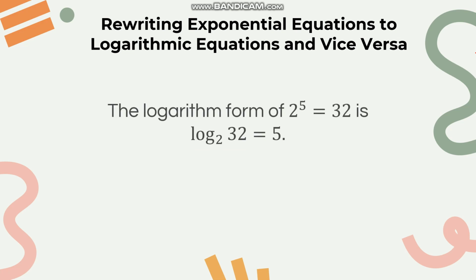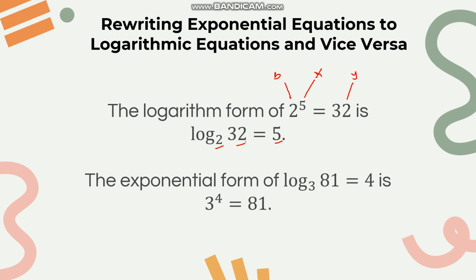Example: 2 raised to 5 equals 32. This one is in exponential form. Then its logarithmic form will be logarithm of 32 base 2 equals 5. In this given, this is our base, this is the exponent or x, and this is the argument, which is y. So this means we have to raise 2, which is the base, to 5 in order for us to get 32.